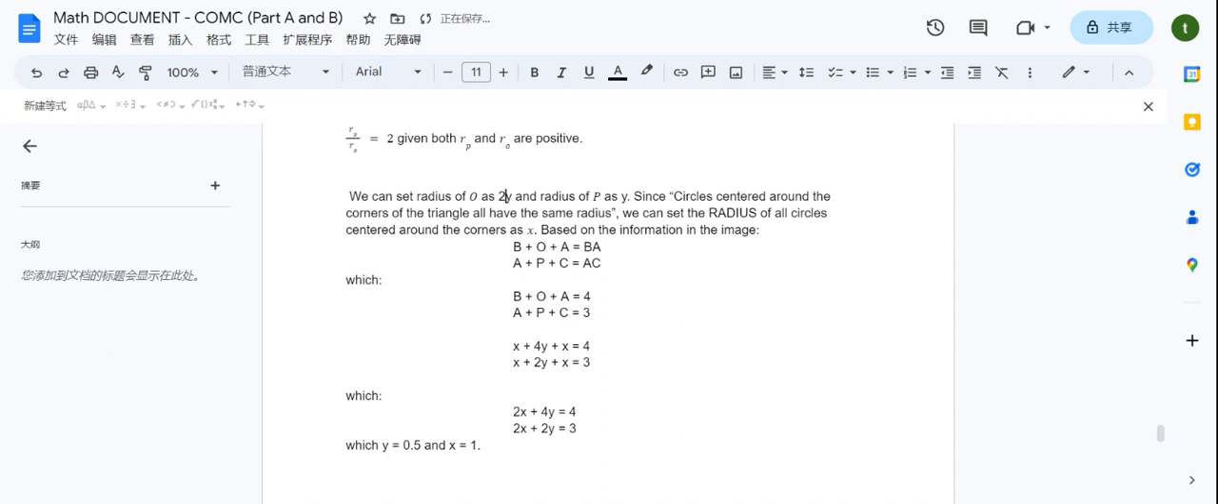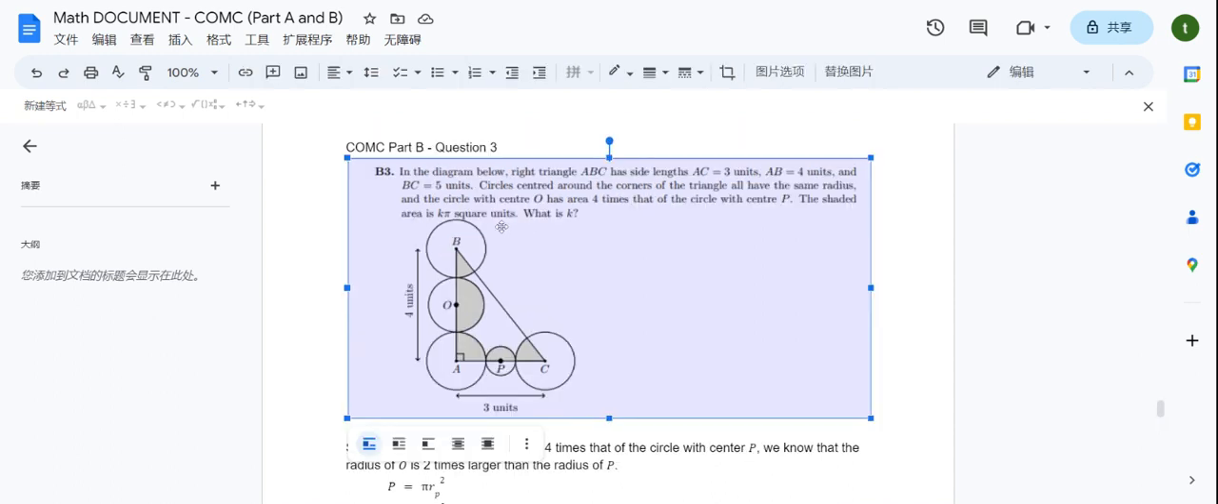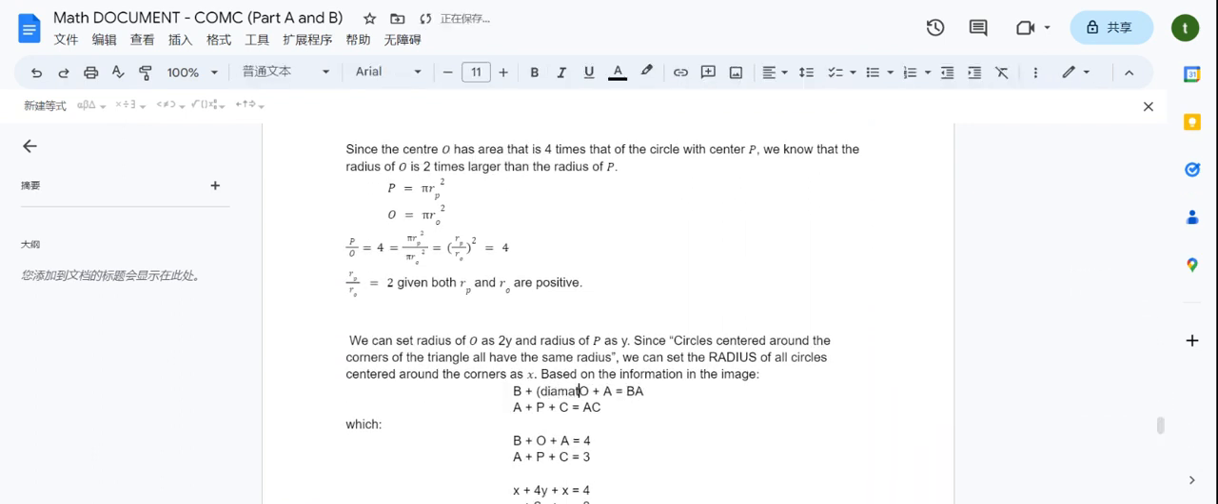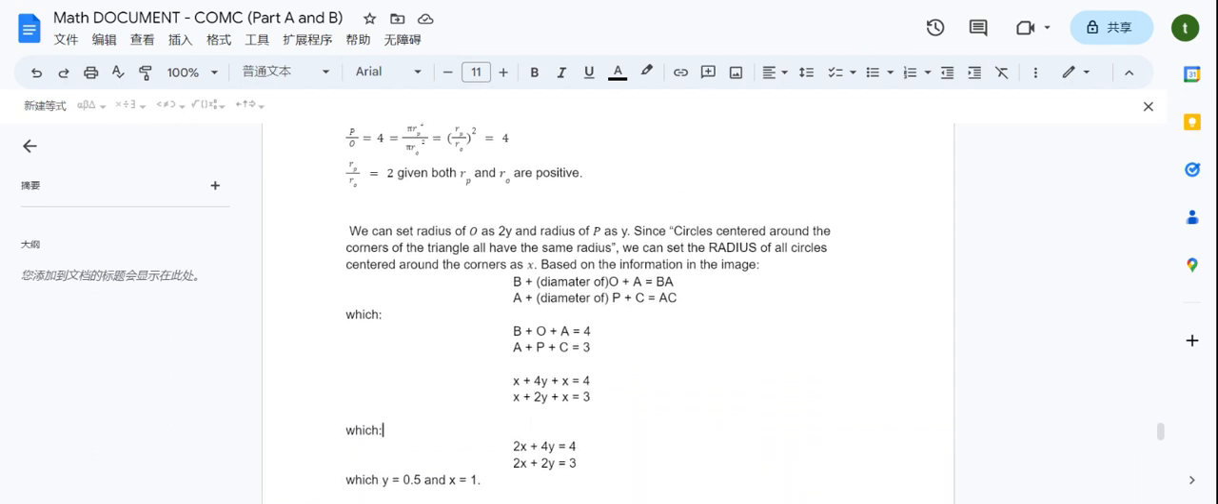You may be curious why it is 4y or 2y, because I said it's the radius. But if you look carefully, this part is not the radius of O, it's the diameter of O. So it's 2 times the radius of O and 2 times the radius of P. Because O has a radius of 2y, its diameter is 2 times 2y, which is 4y. The radius of P is y, so its diameter is 2y.